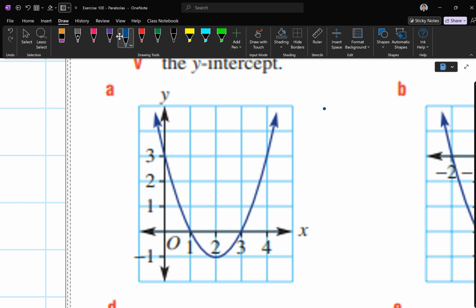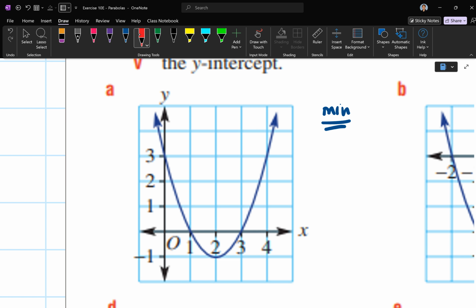Minimum. So Mohammed, you've got minimum. That's good. So minimum. What is the x-intercept? Can I please have, let's go with Zach. What are my x-intercepts here? 1, 0 and 3, 0. Beautiful. So we've got x-intercepts at 1, 0 and 3, 0.